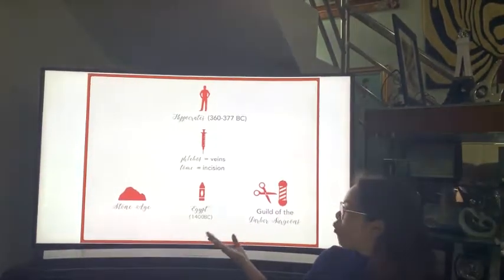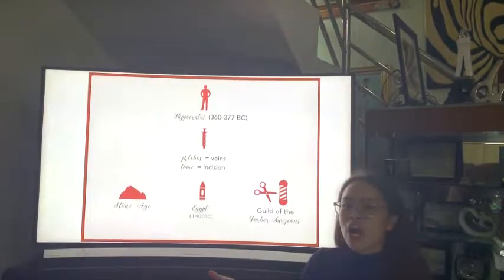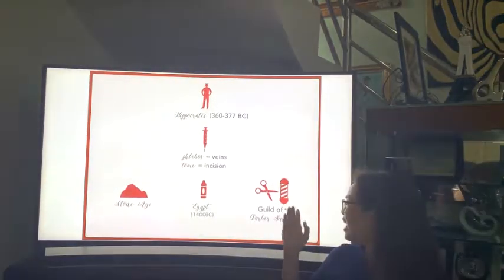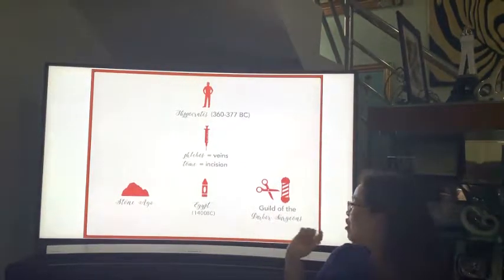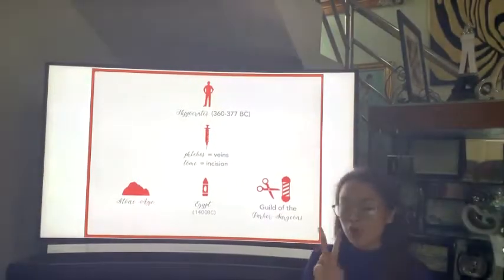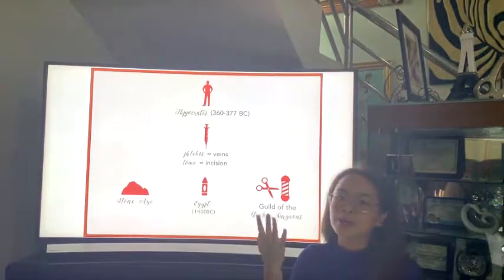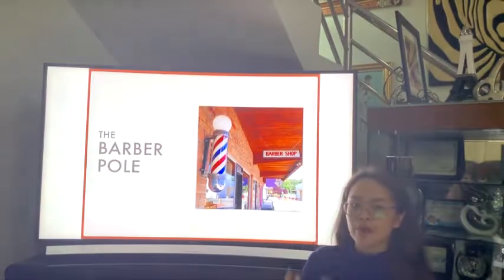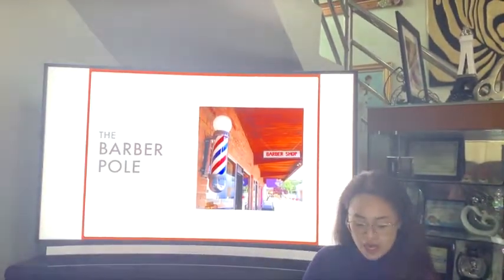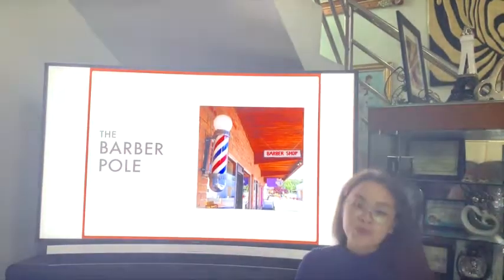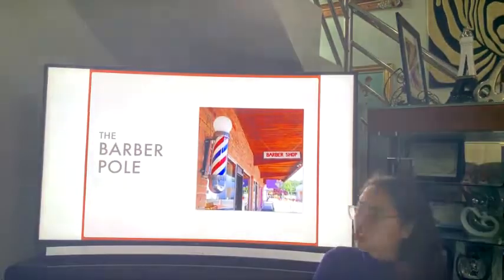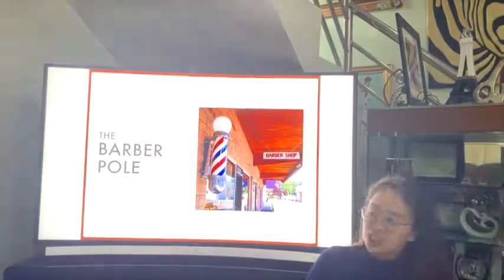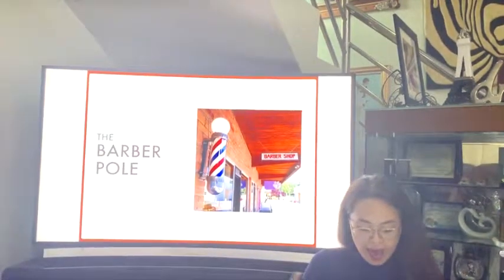Then in 1400 BC in Egypt, there is proof on a tombstone that shows how they did phlebotomy. And lastly is the Guild of the Barber Surgeons, of which we have two kinds: the long robe surgeons and the short robe surgeons. The short robe surgeons were forbidden by law to do any surgery except bloodletting, wound surgeries, cupping, leeching, shaving, tooth extraction, and enema administration.